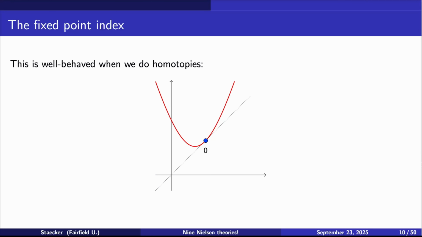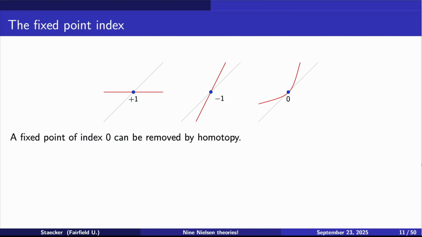This counts as a 0 index if the graph is meeting but not crossing the diagonal. We call that 0, all right? And then it can move entirely off, all right? So this is the sort of basic setup of the fixed point index. And you'll see a fixed point index of 0 means that that point can be removed by homotopy entirely. You can pull the graph all the way off the diagonal, and there's no fixed point anymore.